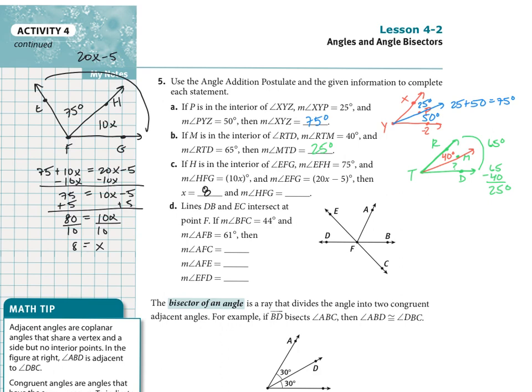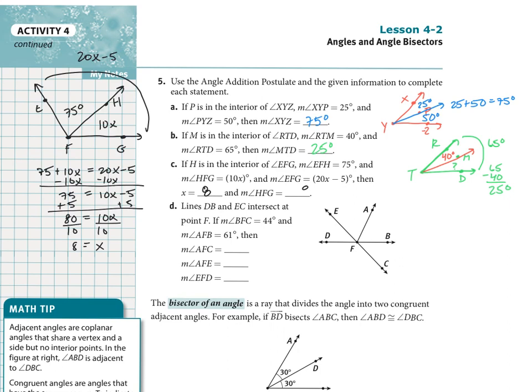Now keep in mind what that means. We're looking at x equals 8. We didn't find the angle measure just yet. That's what we're going to do with angle HFG, and that's where we will label it with degrees. X just represents that unknown number that we're going to plug into our expression.